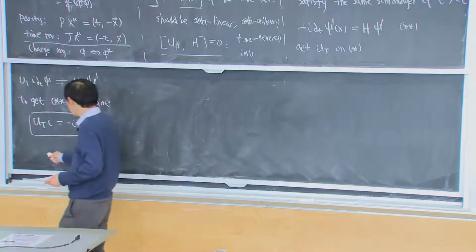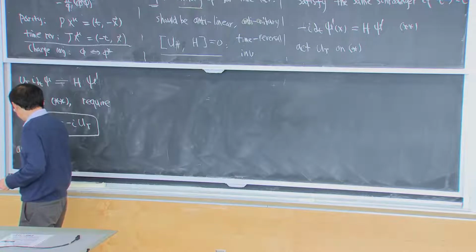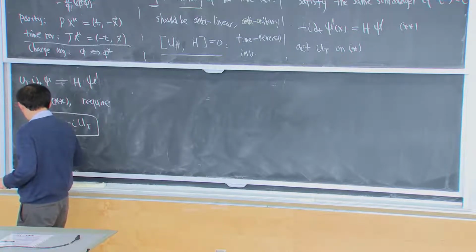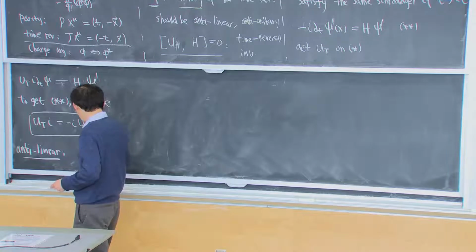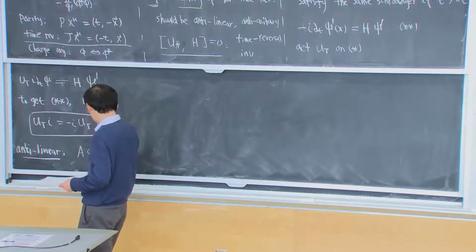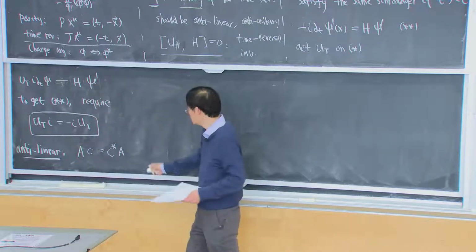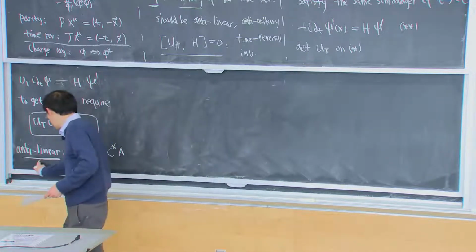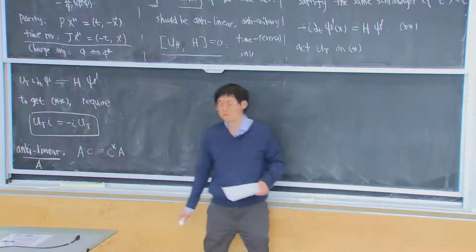So this means we can define an antilinear operator. An antilinear operator is defined to be the following: if you have some operator A acting on some number C, when you pass through that number C, you get C star A. So the antilinear operator A is defined to have this property, and C is just an ordinary C number.